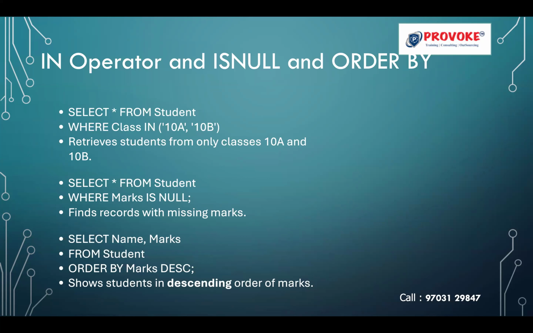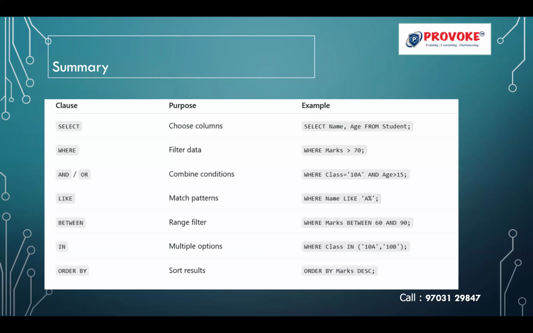Again, I'm going to use the IS NULL operator. This is to check the null records from the particular table. And here, using the ORDER BY, I'm going to order the student marks in descending order. So this is another type of operator. Now, SELECT is to choose columns. If I don't want to see all the columns, then you have to choose the columns. The WHERE clause is going to filter the data where marks are greater than 70.